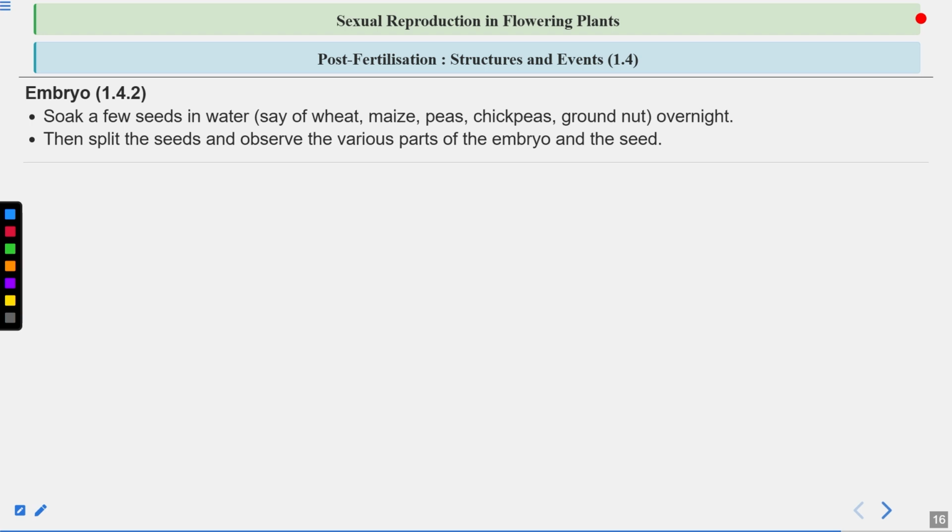You can see how the embryo looks, how the seeds look when they swell up. Which part comes out early? The shoot part, that is the plumule, or the radicle? Which part comes out earlier? The radicle. First the radicle comes out, it gets established, and then slowly the plumule rises.